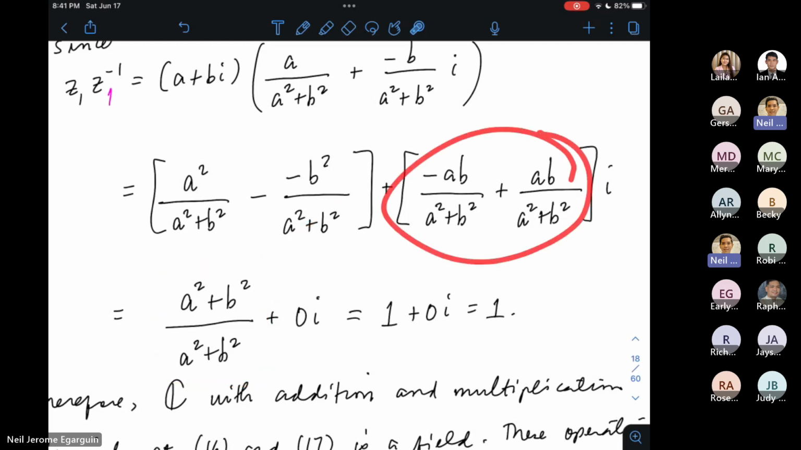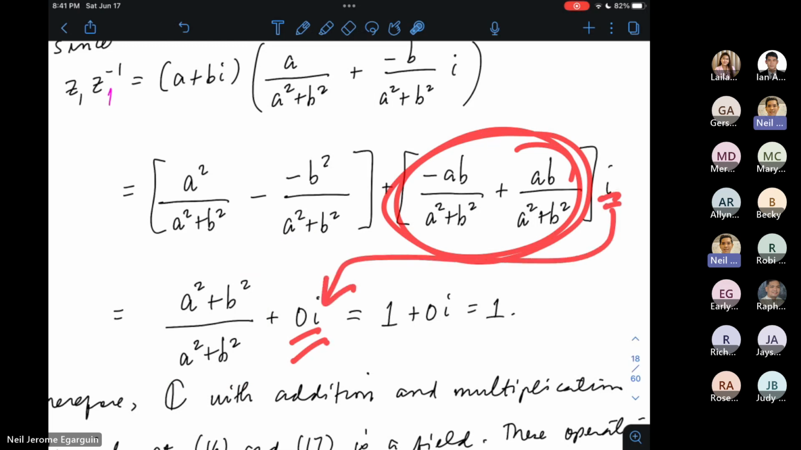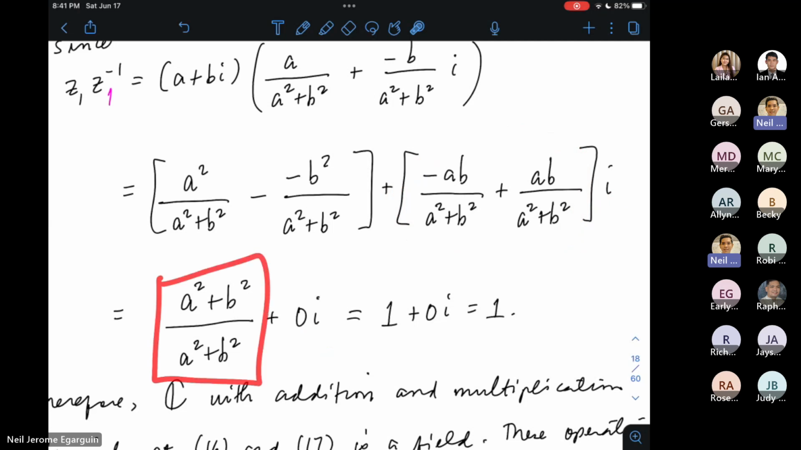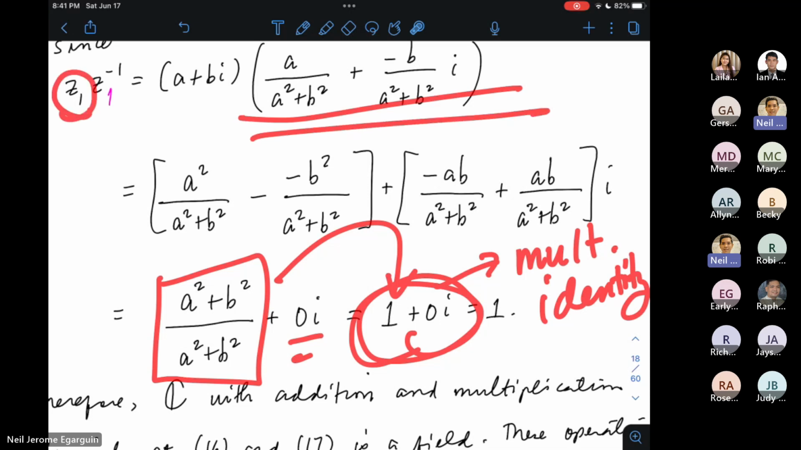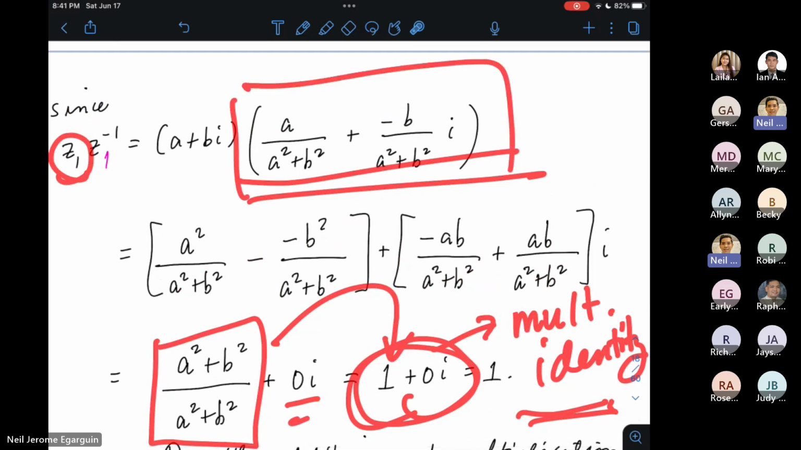Then this part, when you simplify and add, becomes 0, alright? Times I, so the I goes away there. And what is this? This is just 1 plus 0i, which we know to be the multiplicative identity. So indeed, when I multiply this by Z1, I get the multiplicative identity. So this is the inverse under multiplication. This is the multiplicative inverse of A plus BI.